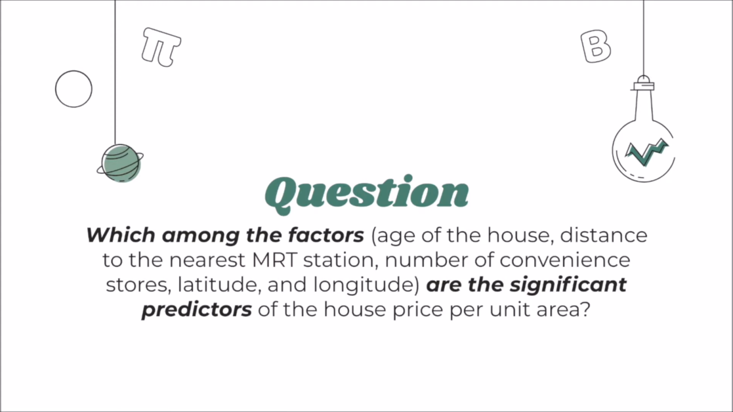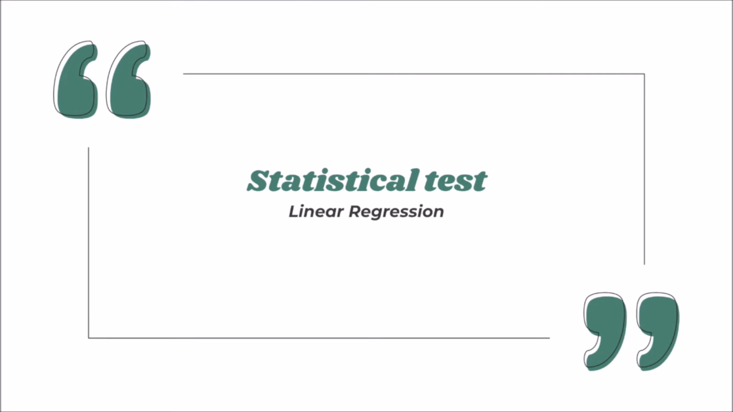Which among the factors, age of the house, distance to the nearest MRT station, number of convenience stores, latitude and longitude, are significant predictors of the house price per unit area? Upon analyzing the situation, we can now determine what statistical test to use. So with that, we can say we must use linear regression.